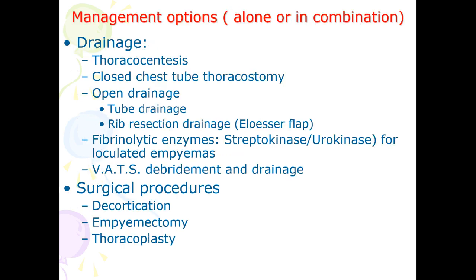Drainage by thoracentesis, chest aspiration, closed chest tube thoracostomy, open drainage by tube drainage, rib resection drainage, drainage below the rib flap. Fibrinolytic enzymes, streptokinase, urokinase for loculated empyema, so by using thrombolytic, VATS debridement and drainage. Surgical procedures like decortication, empyemectomy and thoracoplasty.